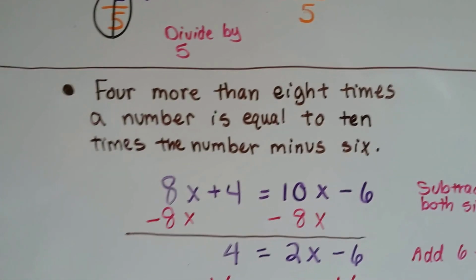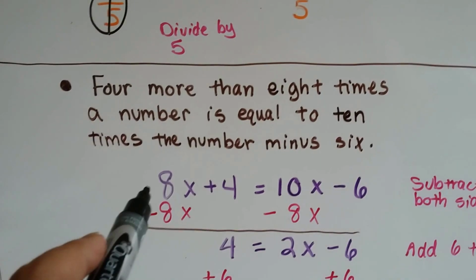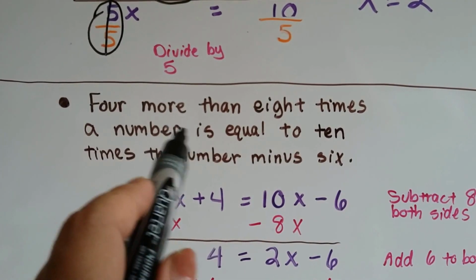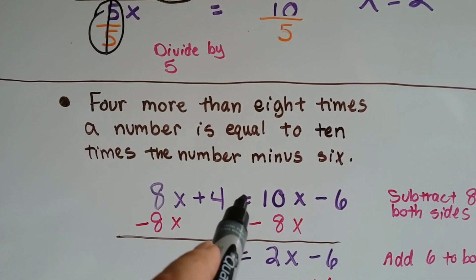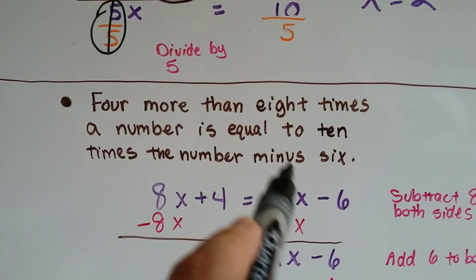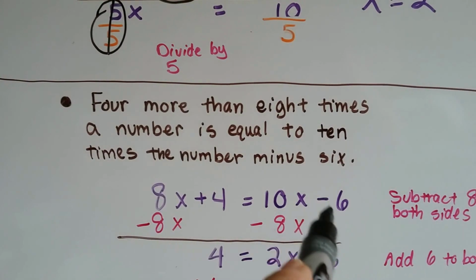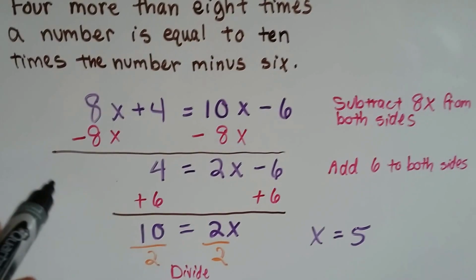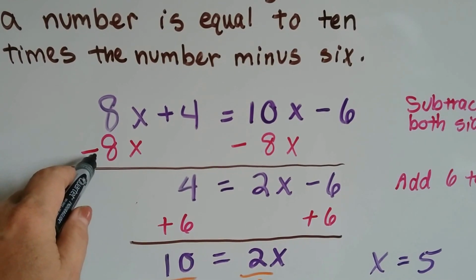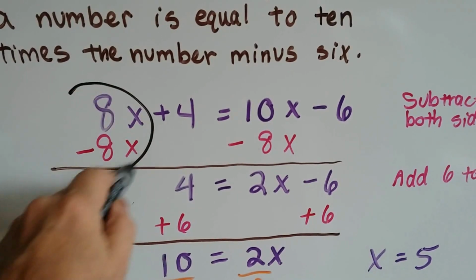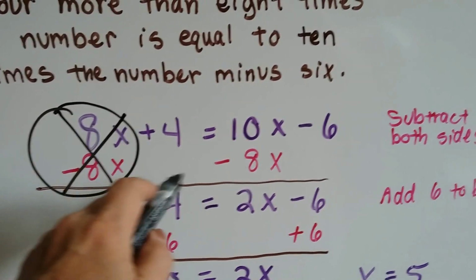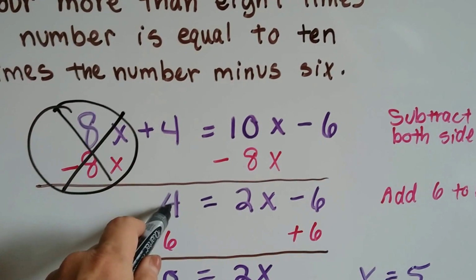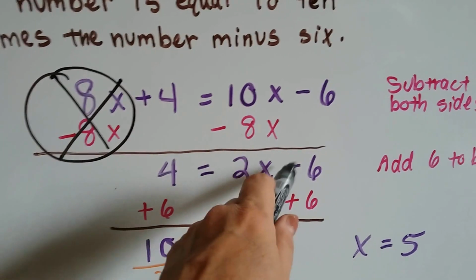Here's our last example. We have 4 more than 8 times a number. Well, here's 8 times a number, 8x, plus 4, because it's 4 more than 8 times a number, is equal to, well, there's our is equal to, 10 times the number minus 6. 10 times that x minus 6. The first thing we're going to do is subtract 8x from both sides. The positive 8x and the negative 8x are going to cancel each other out. And this 10x minus 8x is going to be 2x. So now we've got 4, because the 4 dropped down, equals 2x minus 6.